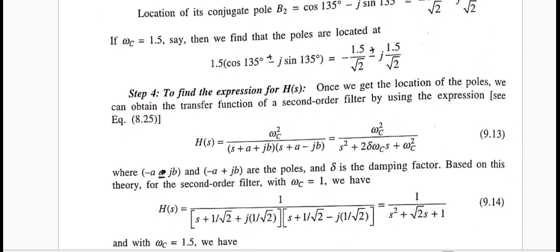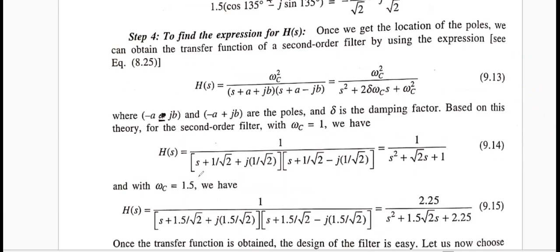And we have found this. Okay. This is the first one and this is the second one in the denominator, and that is of course showing the pole locations of the system. What about the omega c? Up to now, we are taking omega c equal to 1. So that's why this is the final expression of the transfer function where omega c is equal to 1.